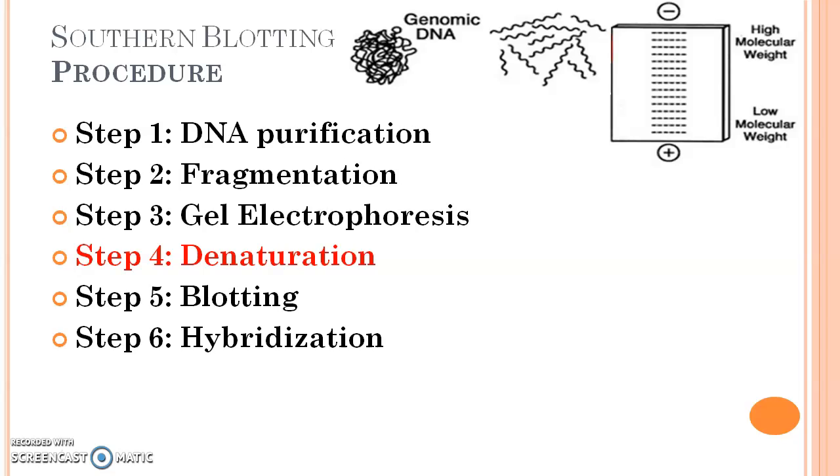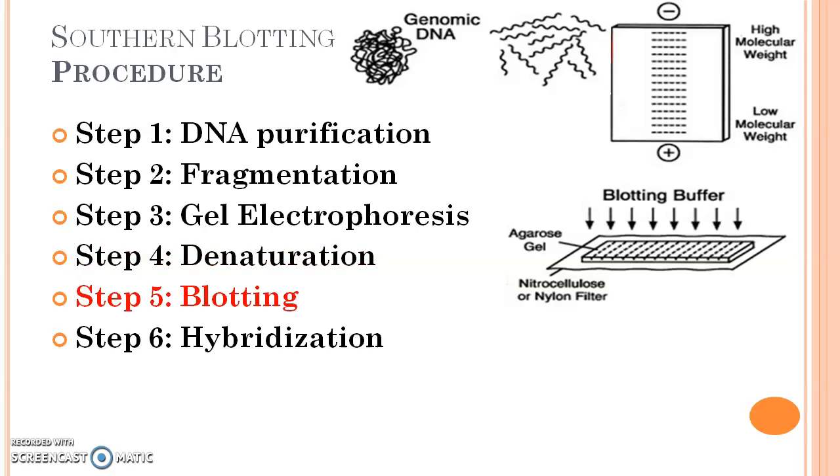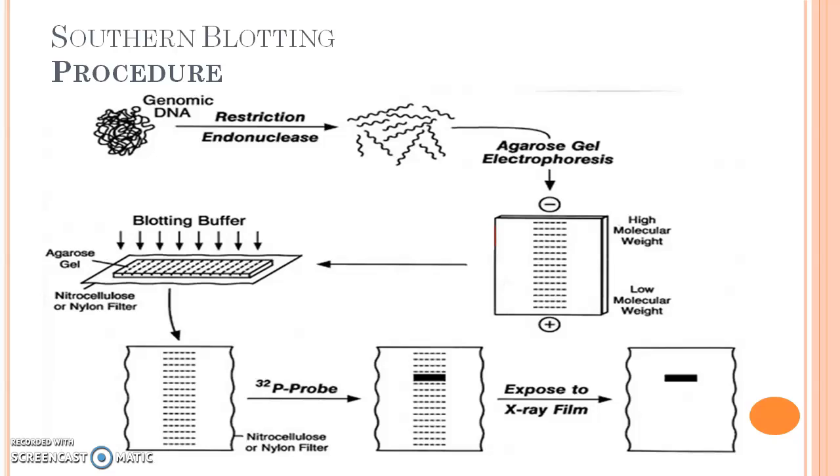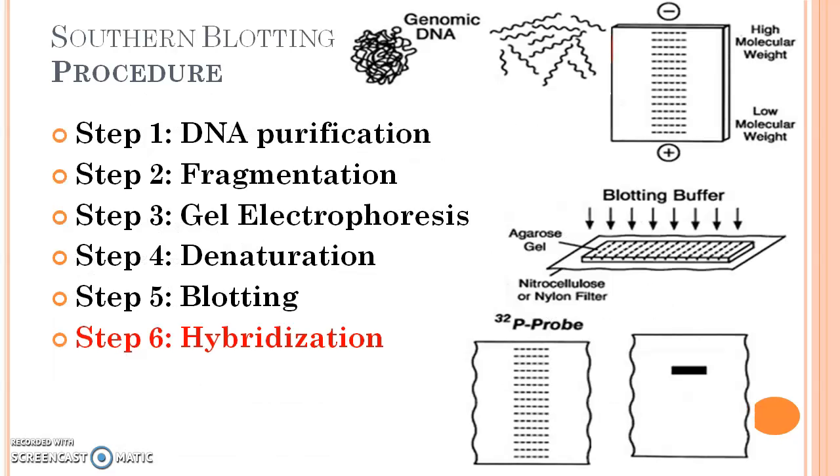Then the fragments will be subjected to the process of denaturation, that is converting from double-stranded DNA into the single-stranded DNA form, followed by blotting onto the nitrocellulose or nylon filter paper, followed by the hybridization with the radio-labeled probes with phosphorus 32, and then subjecting it to the process of autoradiography. So this is the flow chart of how the blotting process can be carried out in the form of different steps from step 1 to step 6.